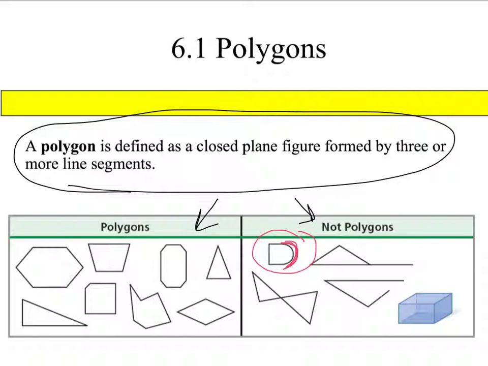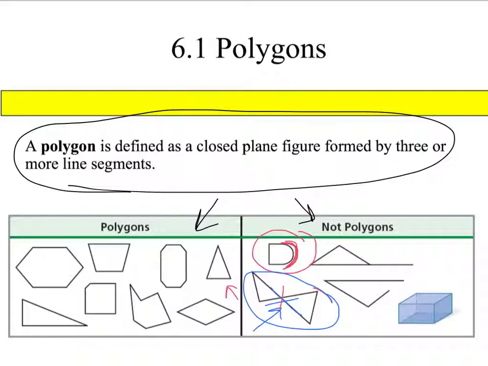Also notice that triangles are polygons. That's just a three-sided polygon, and it goes on from there. Any shape that has straight sides and is closed is going to be a polygon. Notice this shape on the right side here is not a polygon because it connects and it crosses over. Because this line crosses this line, that makes it not a polygon. Now, if you broke those apart at that point, that would be a polygon, but because they cross over, it is not going to be a polygon.